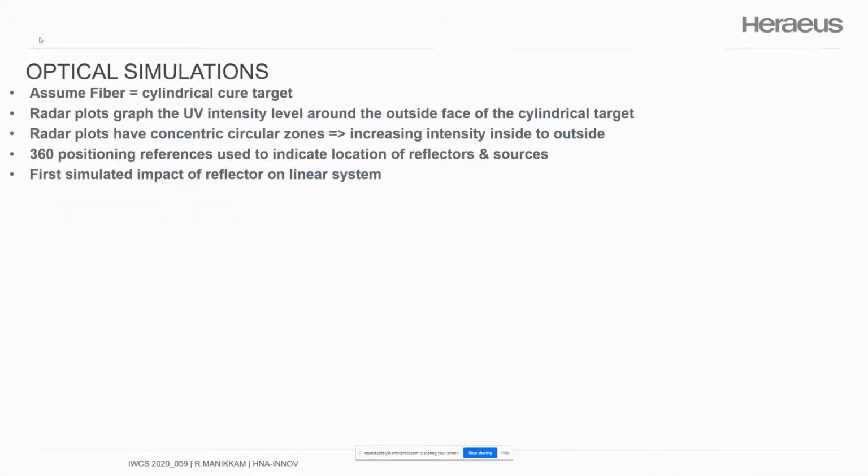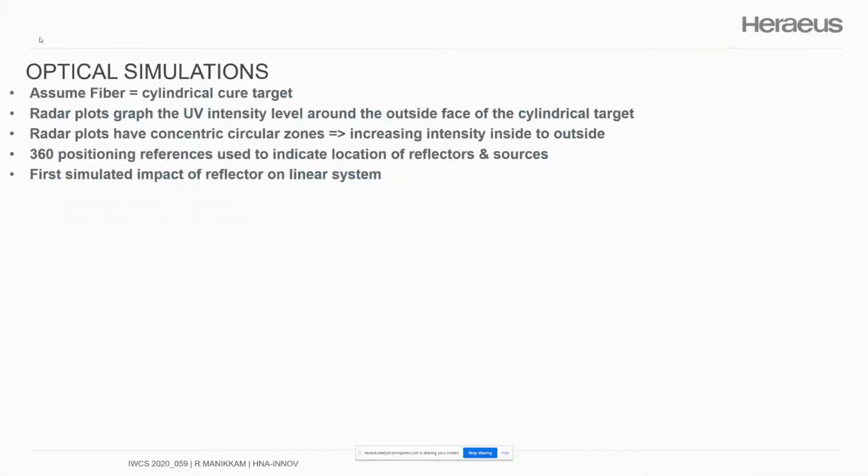So first thing we did was optical simulations. Again, this enabled us to get an idea of what the impact of certain features in the LED lamp specifically, what features were impacting the overall optical performance. So the assumption we made for the optical simulation was that the fiber was essentially a cylindrical cure target. And what this enabled us to do was capture simulation data on the outside surface of this cylinder, in which we could then convert or plot into radar graphs.